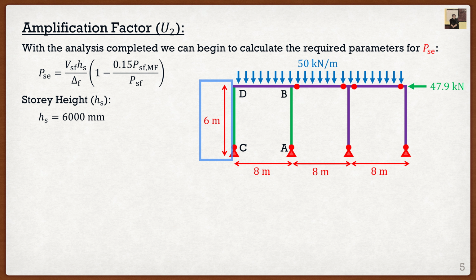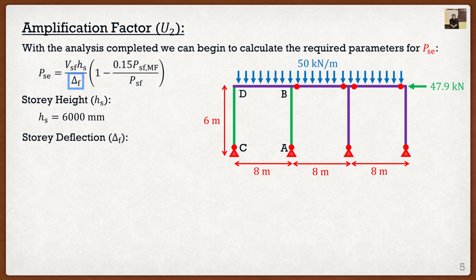Now notice how I have it in millimeters. That's going to be something a little bit special later on. And if we look at the formula for PSE, notice that we take our story height and divide it by our deflection. Our deflection is usually in millimeters, so therefore I want my story height also in millimeters. If you have your deflection in meters, then you can leave your story height in meters. It's just to make sure that you keep consistent units.